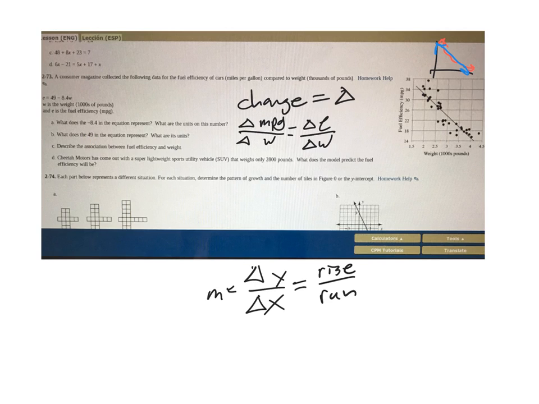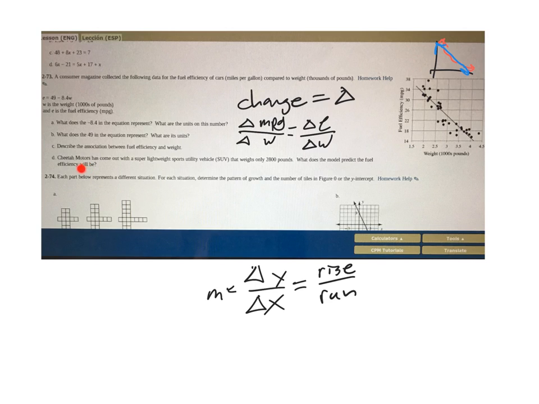Yeah, so that's part B. And then C, describe the association between fuel efficiency and weight. So again, that's kind of like what part A is, but I talked about that here. And think about what happens as weight goes up. How does that affect fuel efficiency? How about as weight goes down? How does that affect fuel efficiency?